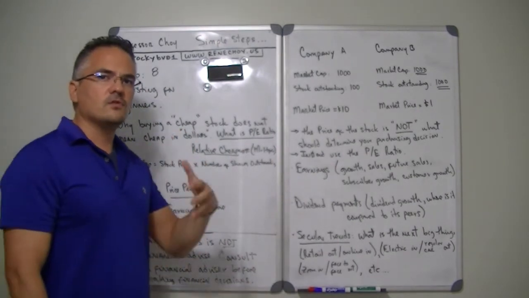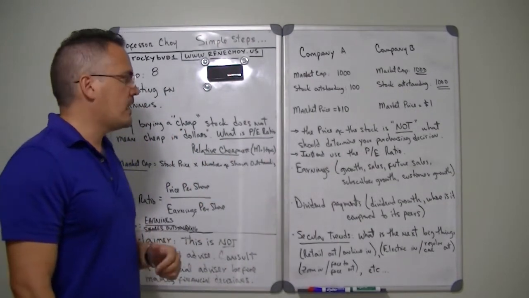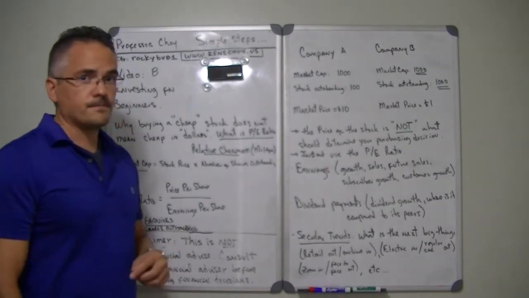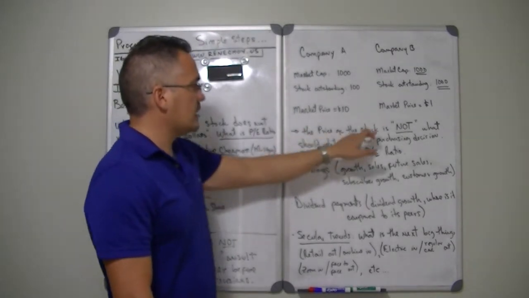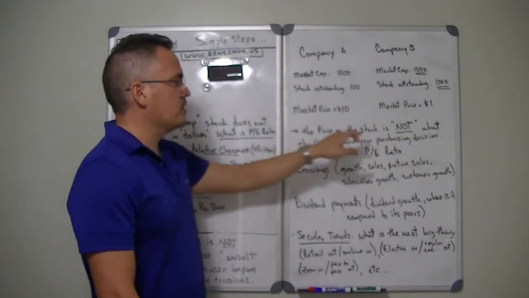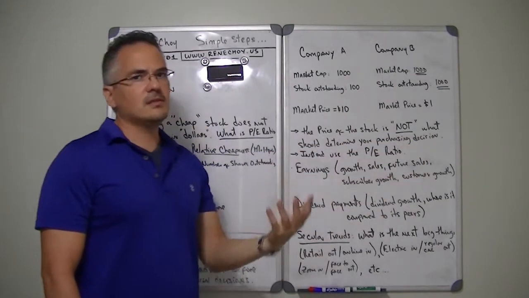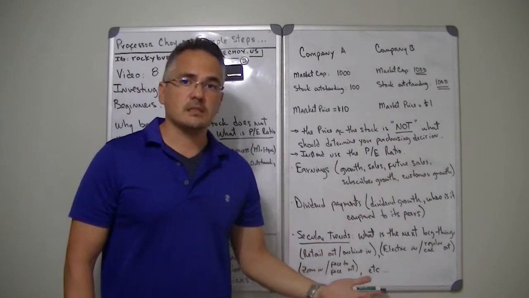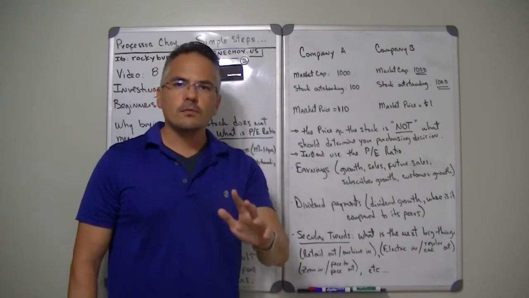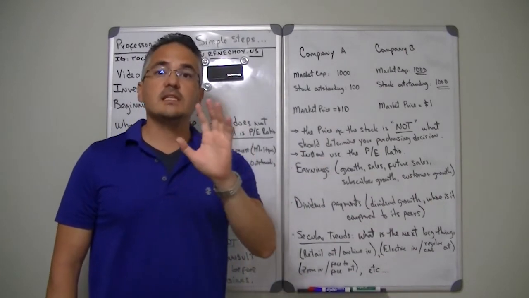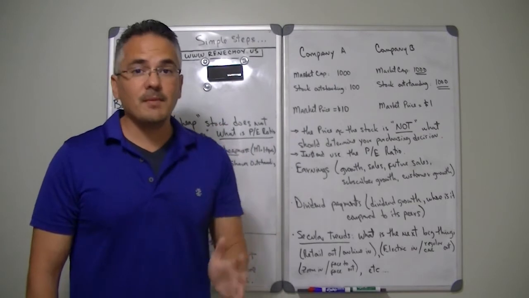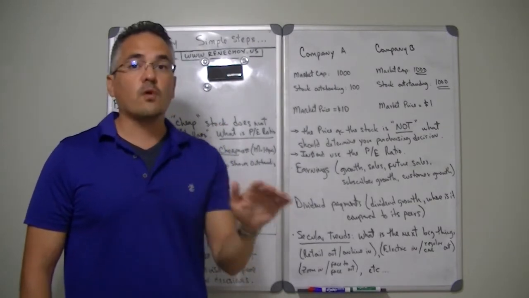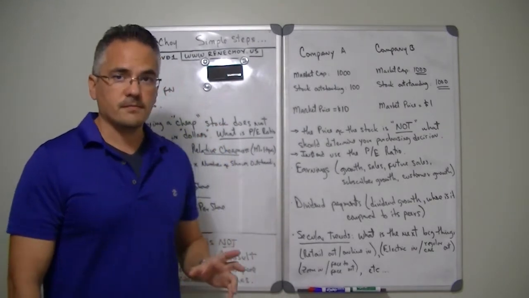Okay? So you have to use more metrics to try to figure out whether something is cheap or not. All right? So the price of the stock is not what should determine your purchasing decision. And I hear this a lot. I hear people say, oh, but it's 50 cents. It's cheap. And I go, no. Sometimes 50 cents is expensive because that company might not be making any money. So 50 cents is worthless if you're not making any money.